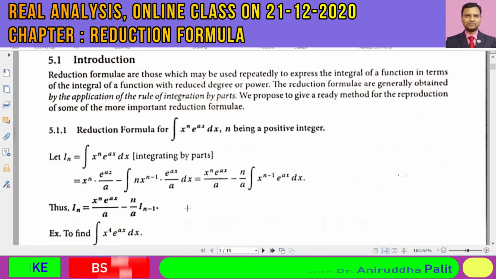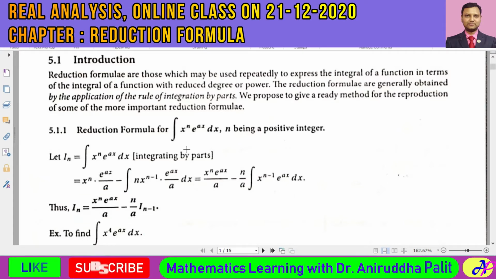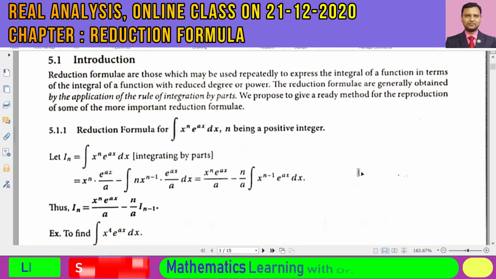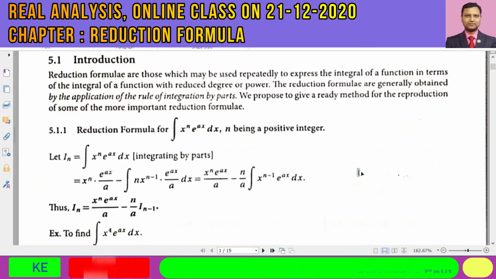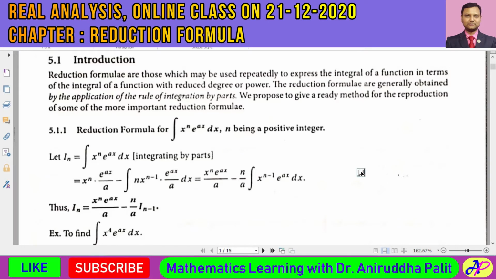Okay, then how to prove it? You see, we already have a formula for integration by parts. LIATE.